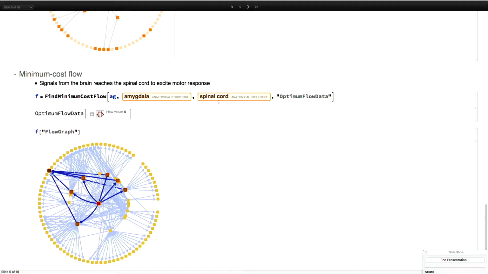Also, the signals from the brain eventually reach the spinal cord to excite motor response, and sometimes the network needs a shortcut pathway to execute the command as quickly as possible. For example, to escape from a threatening object. And so minimum cost flow might be one of the ways to find those shortcut pathways. For example, amygdala to spinal cord.